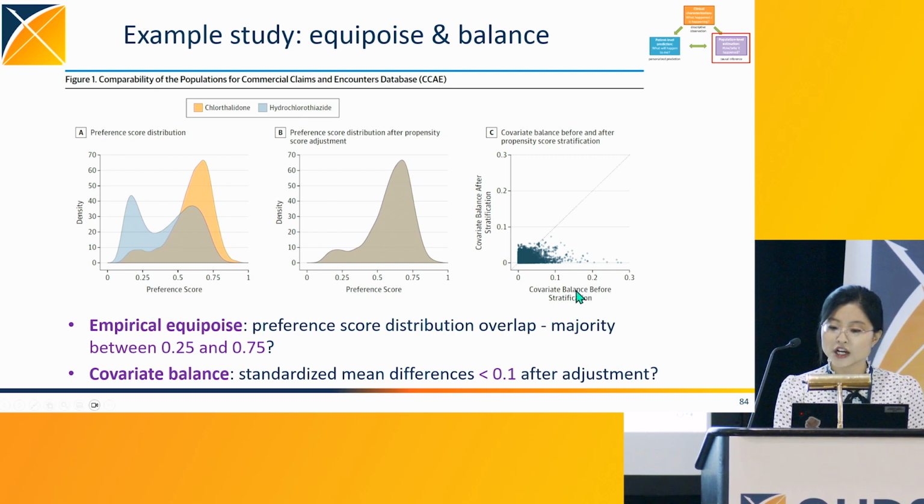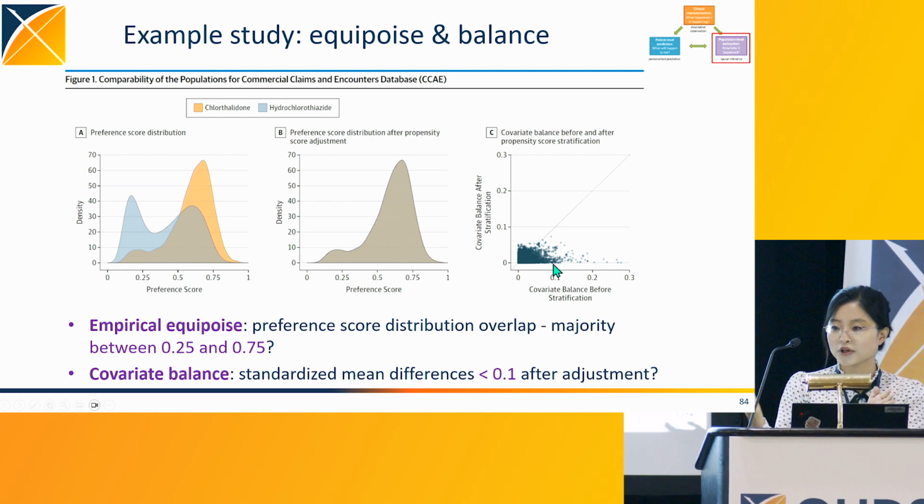And also we can check using panel C's plot to see if the covariates between the two cohorts are balanced enough after we have applied propensity score adjustment strategies as well. So usually we would like to see a really flat blob of points. On the x-axis, those are the differences in the covariates before doing anything.